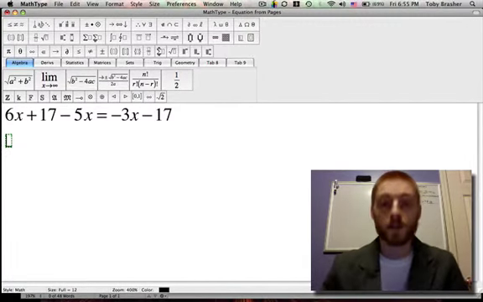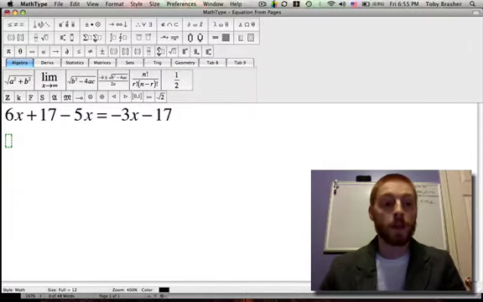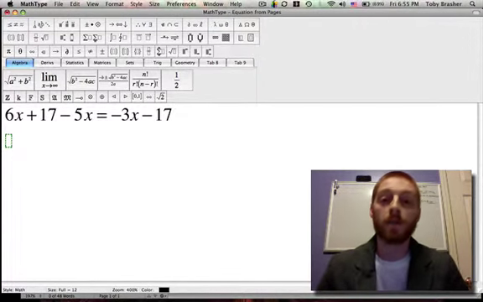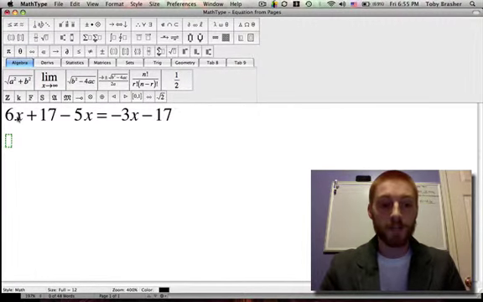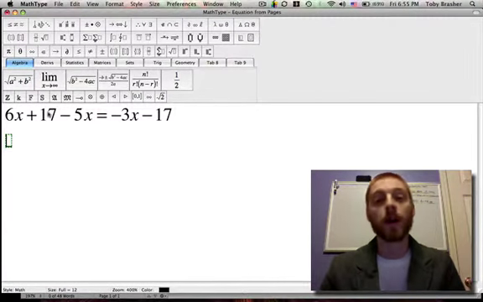Our next equation starts to be a little bit more complicated. We have 6x plus 17 minus 5x equals negative 3x minus 17. On this equation, we have some things we can simplify before we start getting the variables on the same side. On the left side of the equation, I have 6x plus 17 minus 5x. So I have x's that I can combine on the same side.